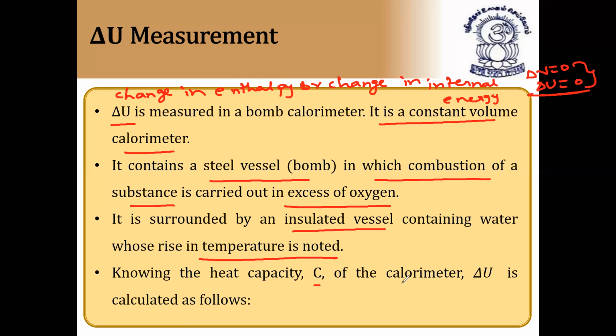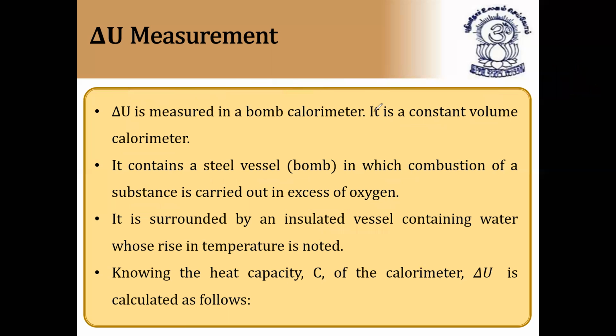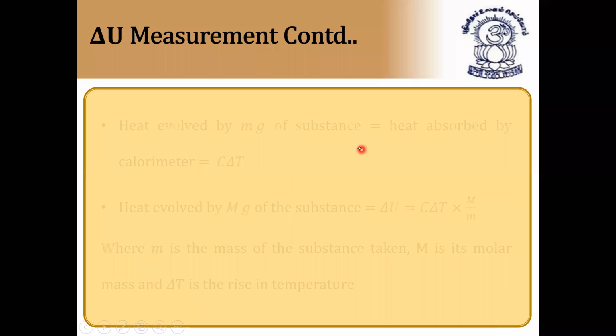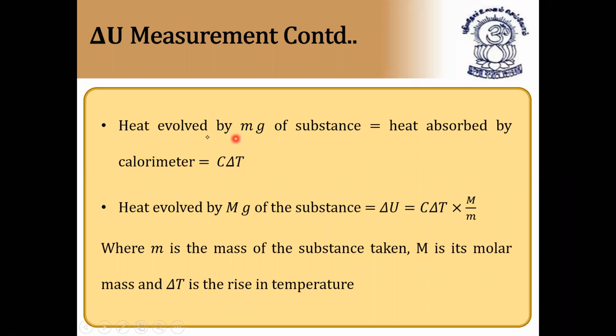Knowing the heat capacity C of the calorimeter, delta U is calculated as follows. Very important, please note it down. The heat evolved by m grams of a substance is equal to the heat absorbed by the calorimeter. Heat lost by the hot body is equal to heat gained by the cold body. The substance which we are going to burn is the hot body. That is called the principle of method of mixtures.